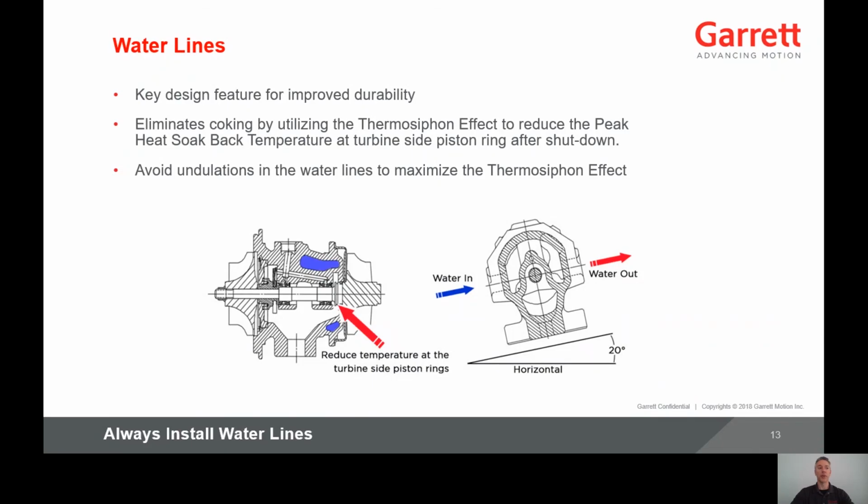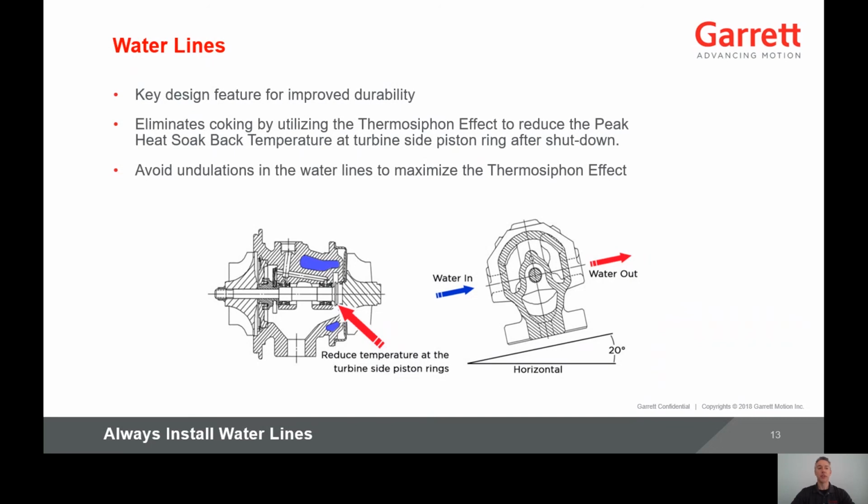A water-cooled center housing is a key design feature for improved durability. It eliminates coking by utilizing the thermosiphon effect to reduce the peak heat soakback temperature at the turbine side piston ring after engine shutdown. What is thermosiphon? Thermosiphon is a method of passive heat exchange based on natural convection, which circulates the fluid without the necessity of a mechanical pump. What does this mean for the turbocharger?